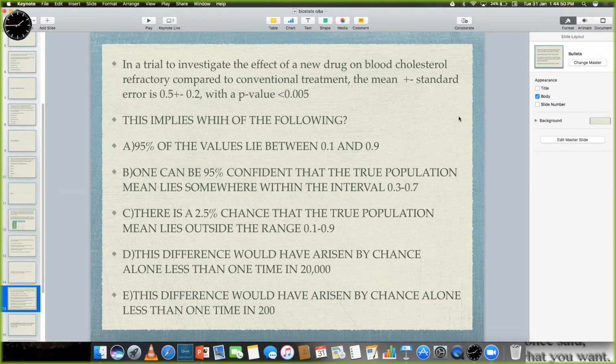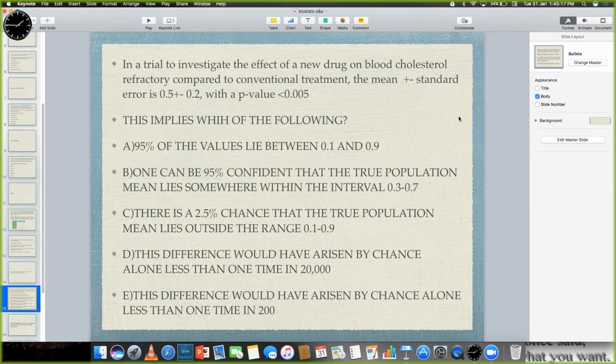Since it's not falling within it, when you calculate with p less than 0.005, the confidence interval you're getting is minus 0.1 to plus 1.1. This is the confidence interval you're getting. Okay, so the confidence interval is less than 0 here. Like from 0 it's going to minus 1, is it not?